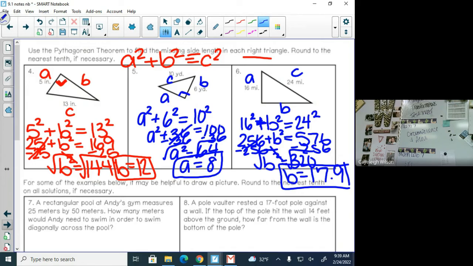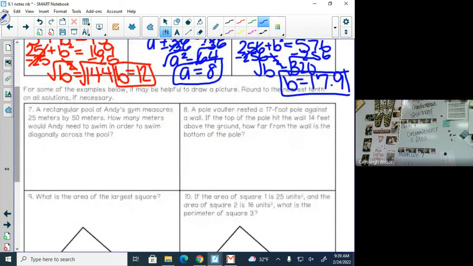Okay, moving on to some word problems with this. I will tell you this, because they don't have a picture of a triangle, it always seems to make it harder. But I always draw a picture whether it says to or not. So it says a rectangular pool. So I know I'm going to draw a rectangular pool. At Andy's gym measures 25 by 50. So I'm going to put 25 by 50. I always like to draw a picture. How many meters would Andy need to swim in order to swim diagonally across the pool?